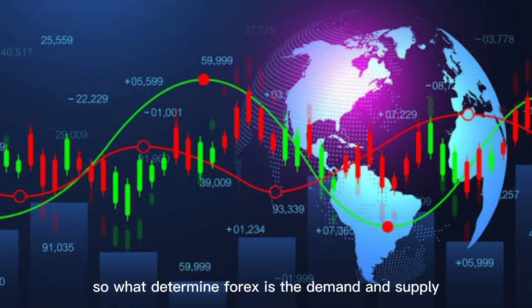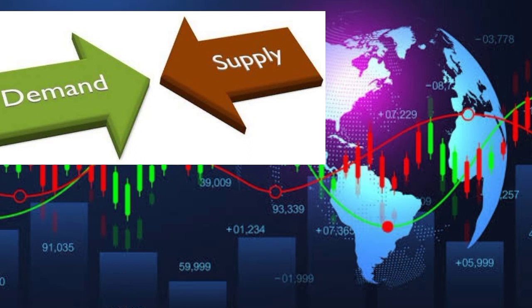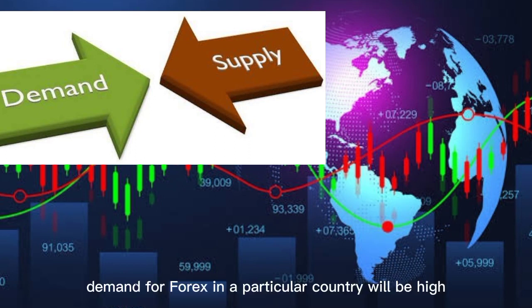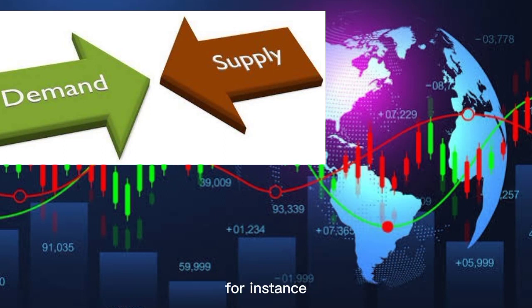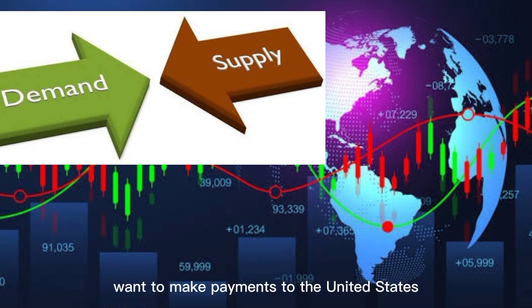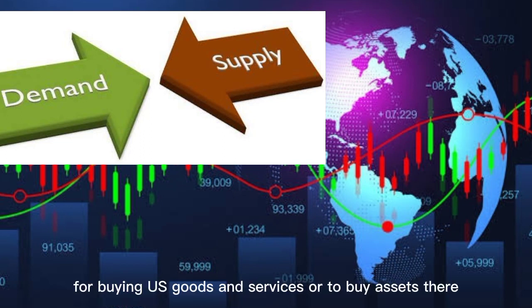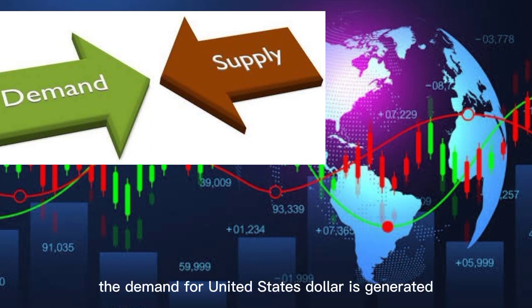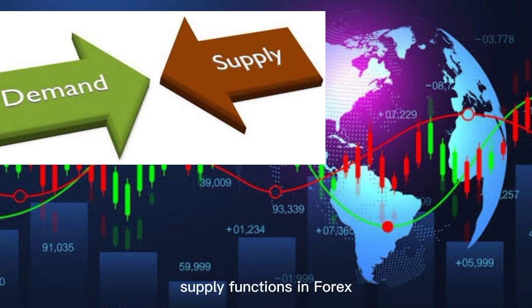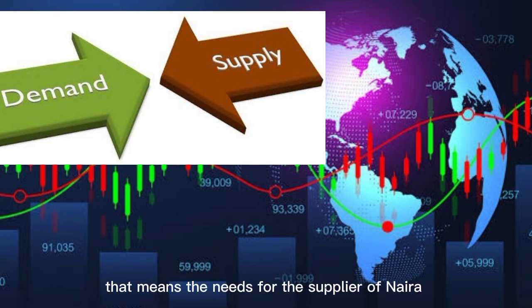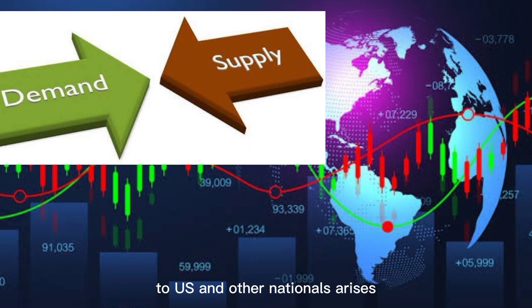Forex determination. What really determines forex? What determines forex is demand and supply. Demand for forex. Demand for forex in a particular country will be high when the country has a larger volume of imports. For instance, when Nigerian people and business firms want to make payments to the United States for buying US goods and services or to buy assets there, the demand for United States dollar is generated. Supply of forex. The supply of foreign currencies comes from a country's receipts for its exports. When foreign nationals and business firms want to buy Nigerian goods and services or want to buy assets, supply of forex is generated. That means the need for the supply of Naira to US and other nationals arises.